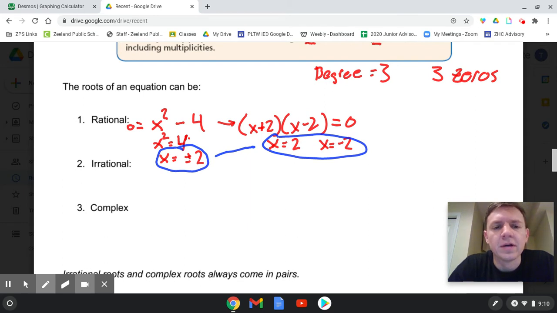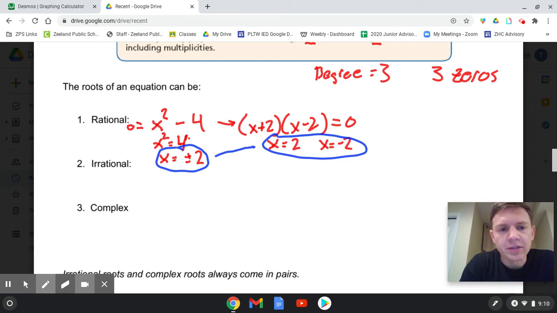All right. So point of factoring: you set it equal to 0, then you factor. Those would be considered rational zeros. 2 and -2 are rational numbers, right? So the x squared minus 4 has 2 rational zeros, 2 rational x-intercepts, 2 places where it crosses the x-axis.